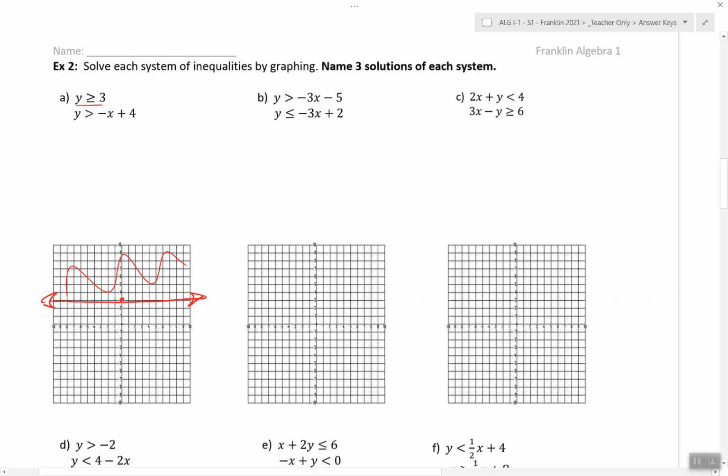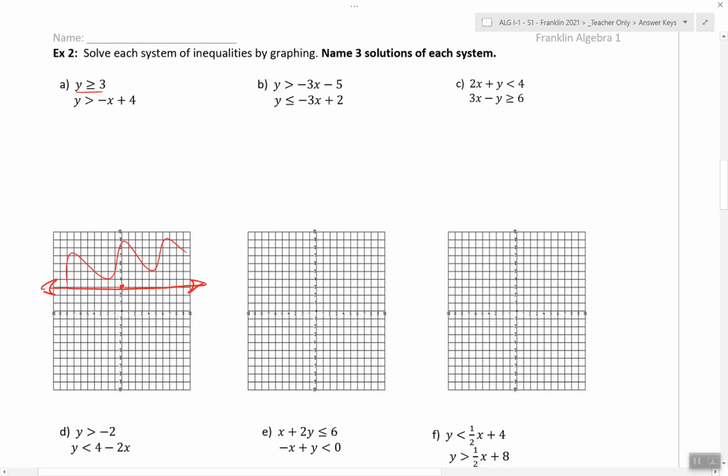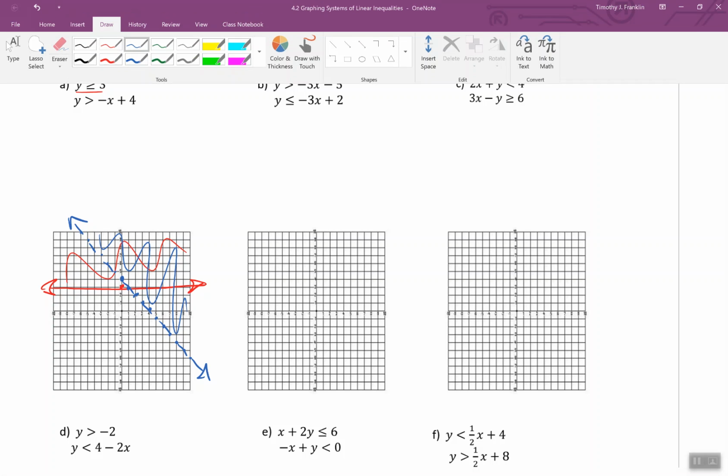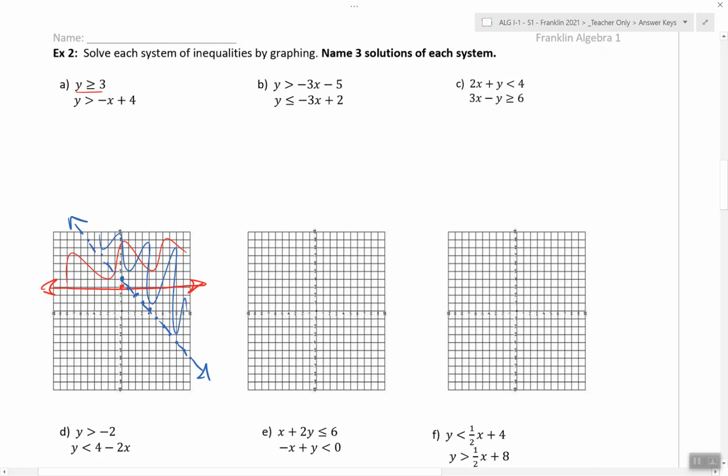The next line, y is greater than negative x plus 4. So we go up to 4. Slope is negative 1, so down 1, right 1. Up 1, left 1 as well. It gets a dotted line because it doesn't have the equal to bar. And it is also greater than, so it will also shade above. So the overlapping area here is the region that is above both lines. So right here.